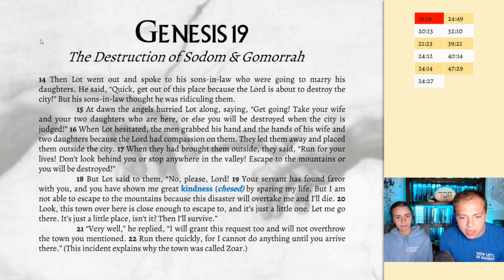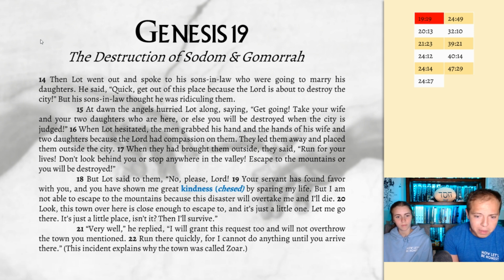Then Lot went out and spoke to his sons-in-law, who were going to marry his daughters. He said, quick, get out of this place, because the Lord is about to destroy the city. But his sons-in-law thought he was ridiculing them. At dawn, the angels hurried Lot along, saying, get going, take your wife and your two daughters who are here, or else you will be destroyed when the city is judged.